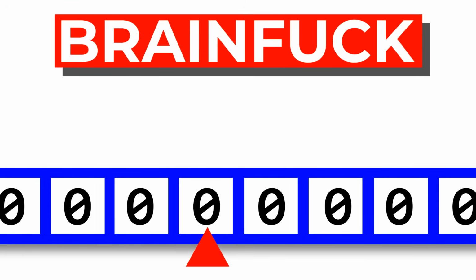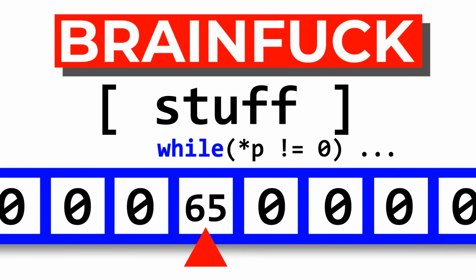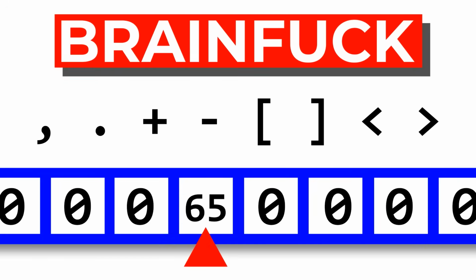The language's commands are simple. There is a tape with a pointer. The pointer can move left and right. You can add and subtract one from the current cell. You can accept input from the user, and you can print characters to the console. You can also loop until the cell under the pointer is zero. This is Turing complete because it simulates a Turing machine pretty much directly.